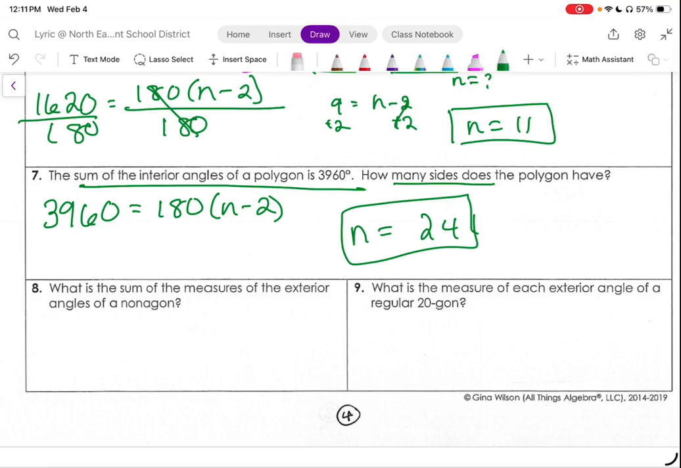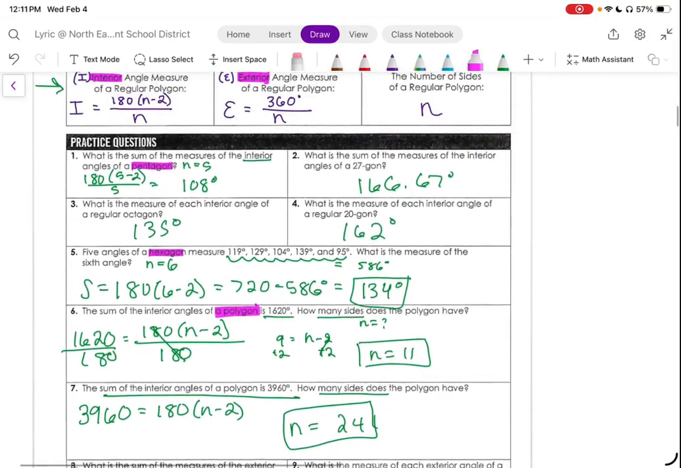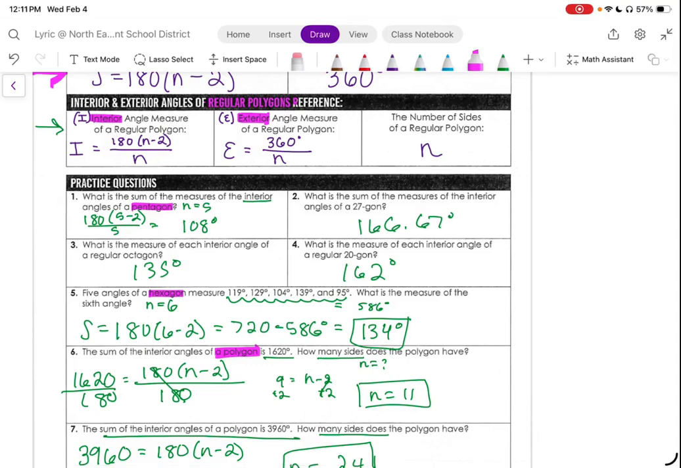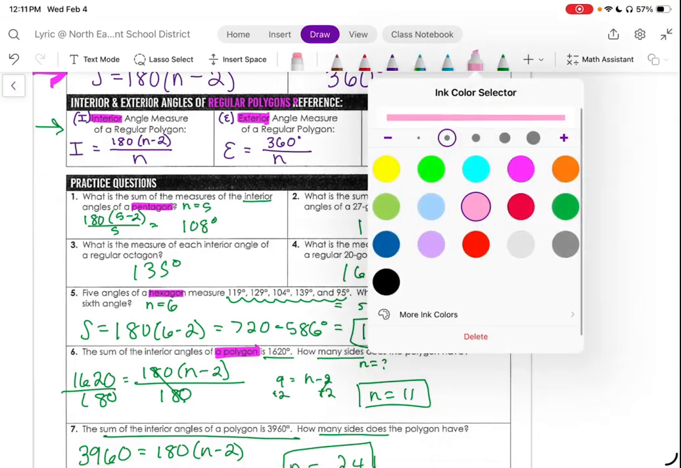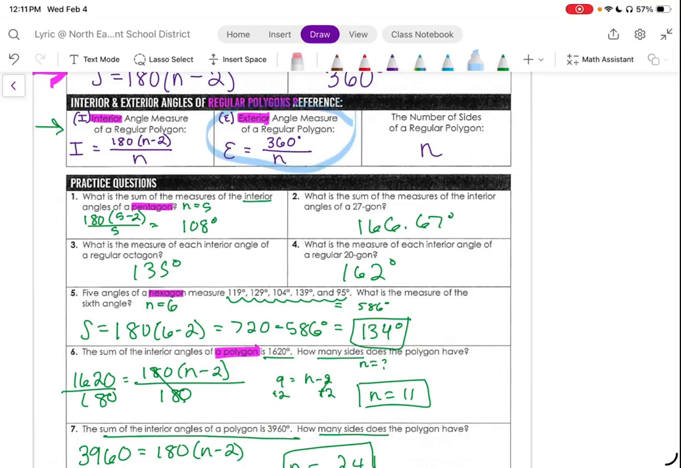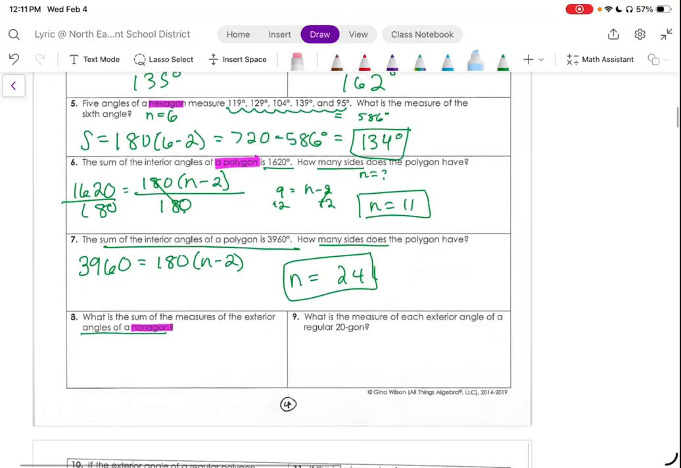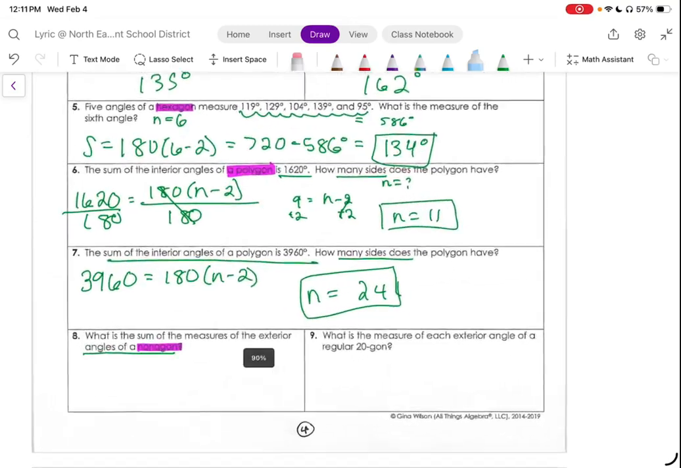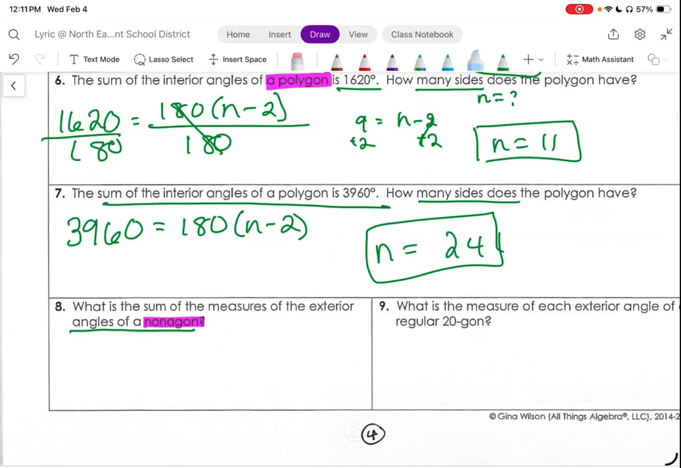What is the sum of the measures of the exterior angles of a nonagon? Nonagon, that's a specific shape. So we're looking for the exterior angles of a regular nonagon. E equals 360 over n. Oh, this one's a trick question. The sum of all exteriors of any polygon is 360. So we had no math to do here. For any polygon, the sum of all the exterior angles is 360.